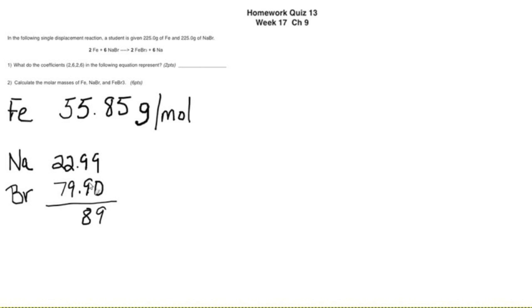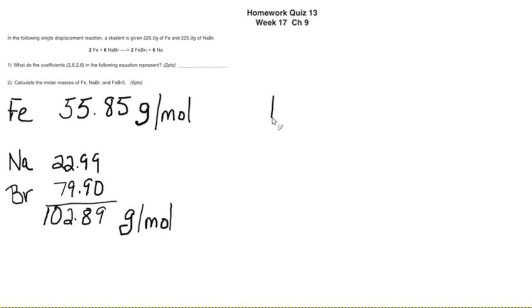For sodium bromide, we have to look up the weight of sodium, which is 22.99, and the weight of bromine, which is 79.9. Just add them together, you have 9. Carry 1 is 12, carry 1 is 10. Put your decimal in there. So the molar mass of sodium bromide is 102 grams per mole.